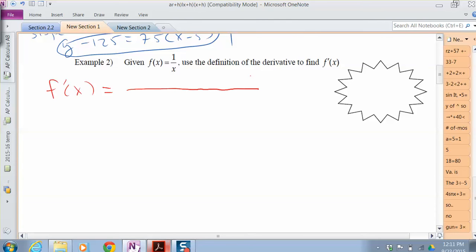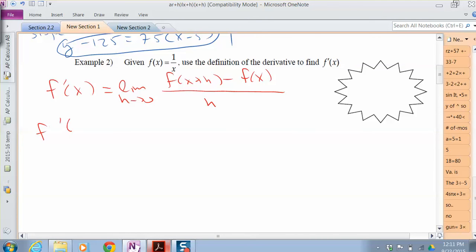Anyway, so we're going to take the limit as h approaches 0 of f of x plus h minus f of x over h. I just feel like writing that definition again because I want to make sure you're very comfortable with it.